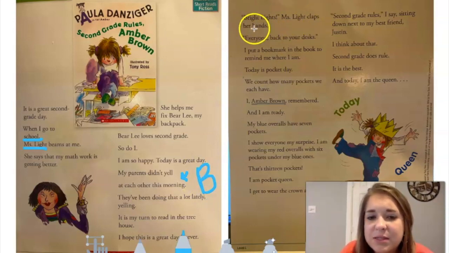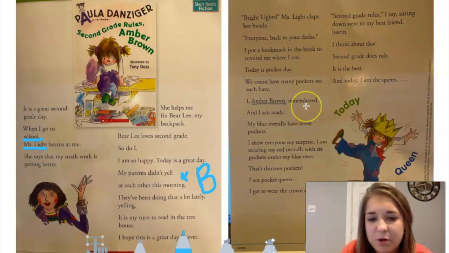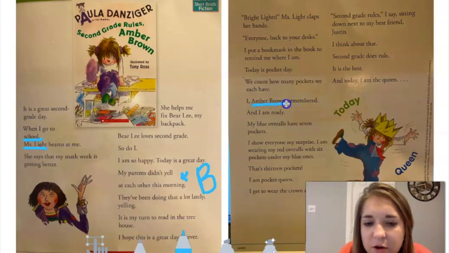Bright lights, Miss Lee claps her hands. Everyone back to your desks. I put a bookmark in this book to remind me where I am. Today is pocket day. We count how many pockets we each have. I, Amber Brown, remembered. Oop, so I see our main character's name. I need to underline her.